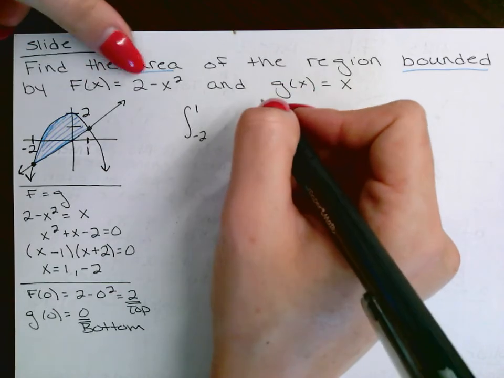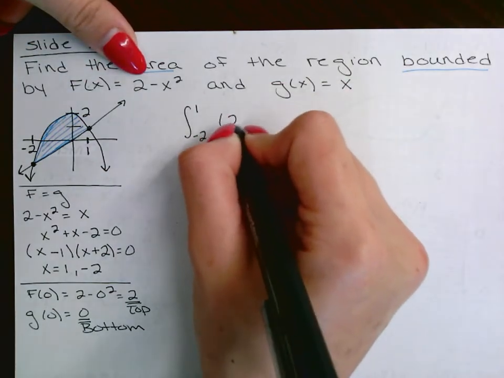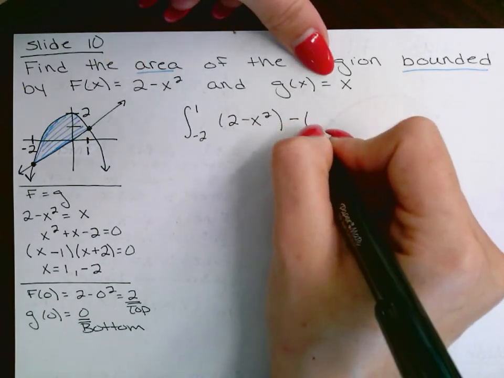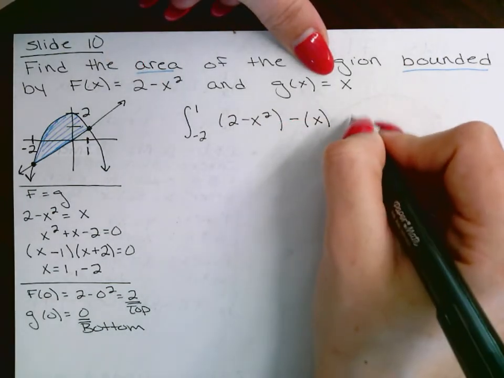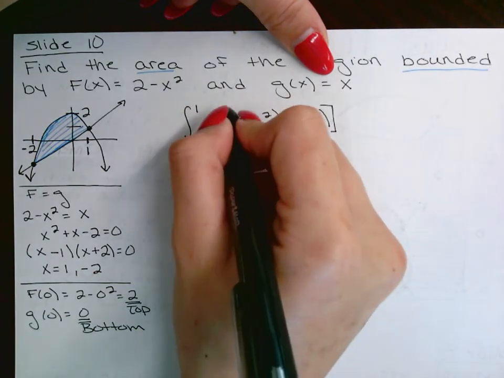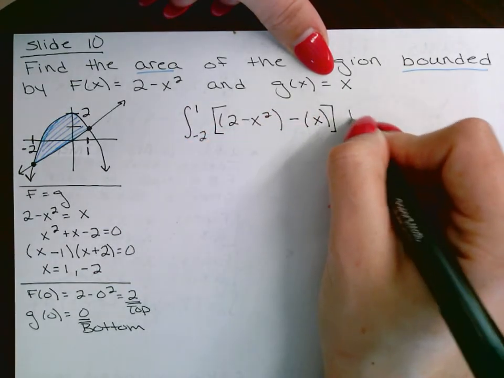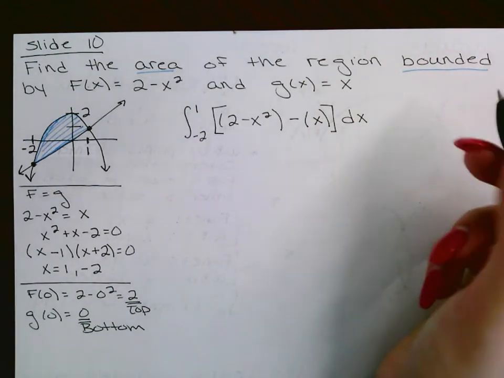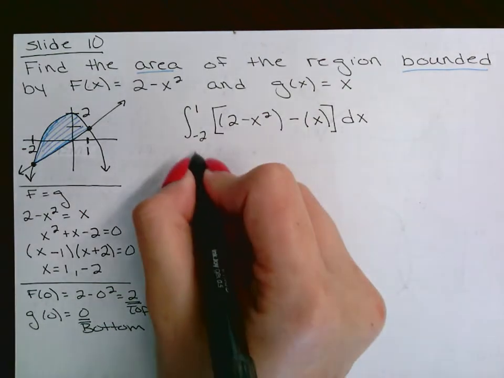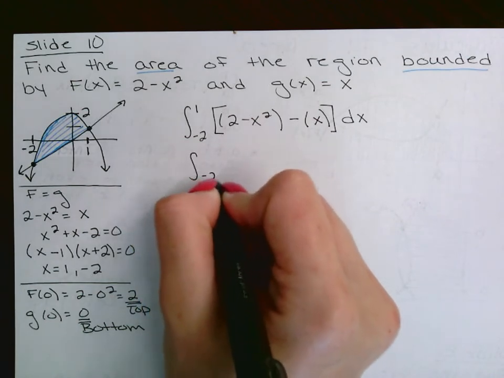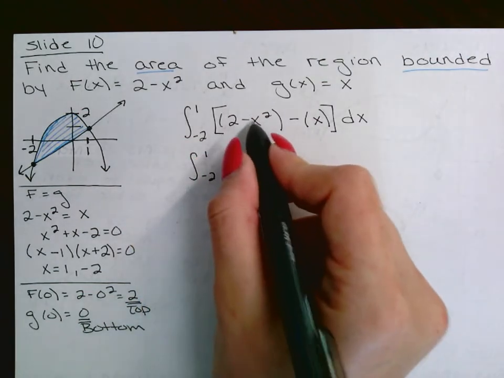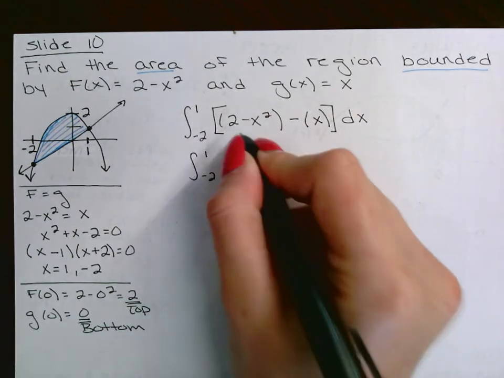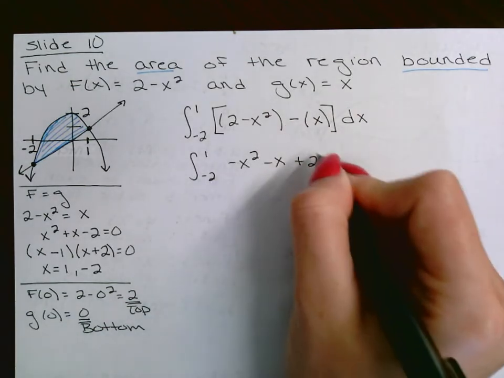So top, which is f, is 2 minus x squared minus bottom g, which is just x. And again, I know it seems silly to be putting parentheses right now, but I want you to get into the habit because when these equations get bigger, you're going to need them, okay? So next step is to clean the inside. I have a negative x squared. This will be a negative x and then a positive 2.